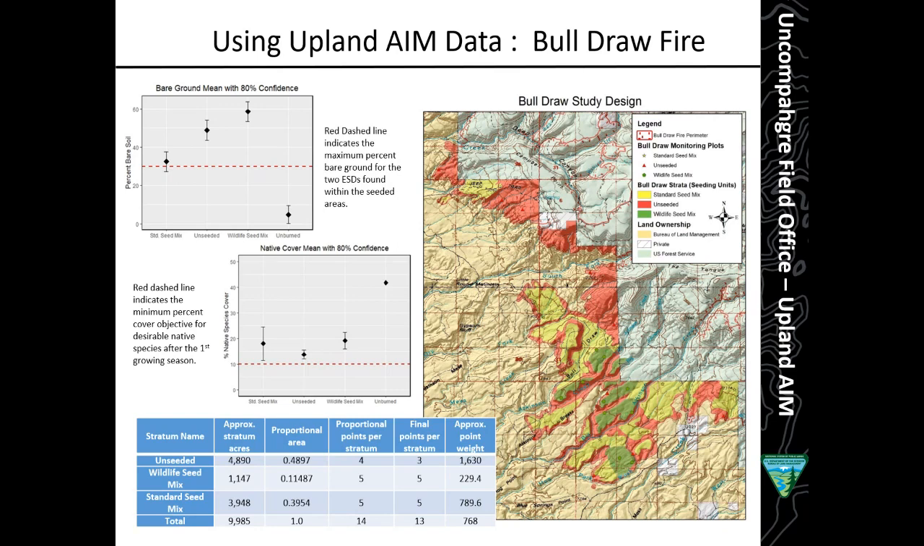One of our other monitoring objectives was a minimum of 10% native perennial cover on the burn area, particularly where we seeded within the first growing season. And so you can see with 80% confidence that our standard seed mix strata, as well as our wildlife seed mix strata areas we seeded, indeed met that objective, but so too did the unseeded areas. The reality is we were very fortunate and had one of the more phenomenal springs we've had in the last 2 decades last year to get that seeding started.